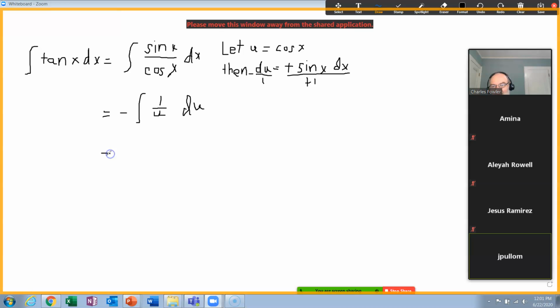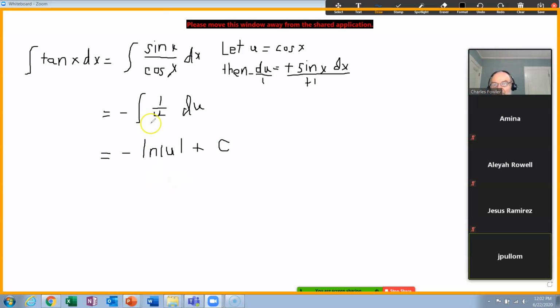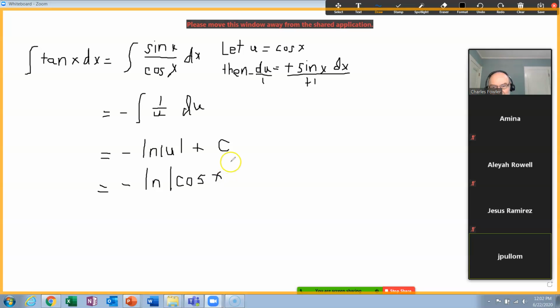So what does this give us? Please, somebody can do that one, can't you? Antiderivative of 1 over u du? Minus log u, plus c. And this time I don't think there's any advantage in trying to get fancy with the constant, just leave it like this. But because the original problem was in terms of x, let's put the answer in terms of x. That's equal to minus the log of the absolute value of cosine x, because u was equal to cosine x, and then plus c.